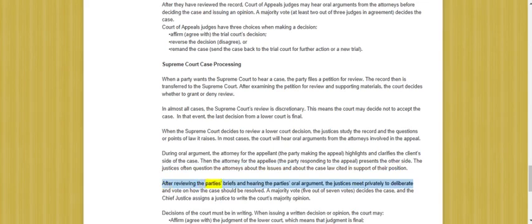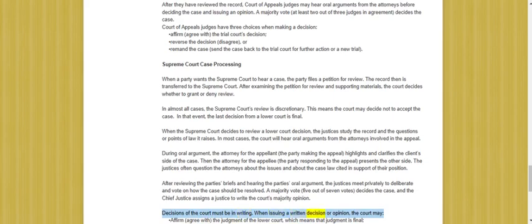After reviewing the parties' briefs and hearing the parties' oral argument, the justices meet privately to deliberate and vote on how the case should be resolved. A majority vote, 5 out of 7 votes, decides the case, and the Chief Justice assigns a justice to write the court's majority opinion. Decisions of the court must be in writing.